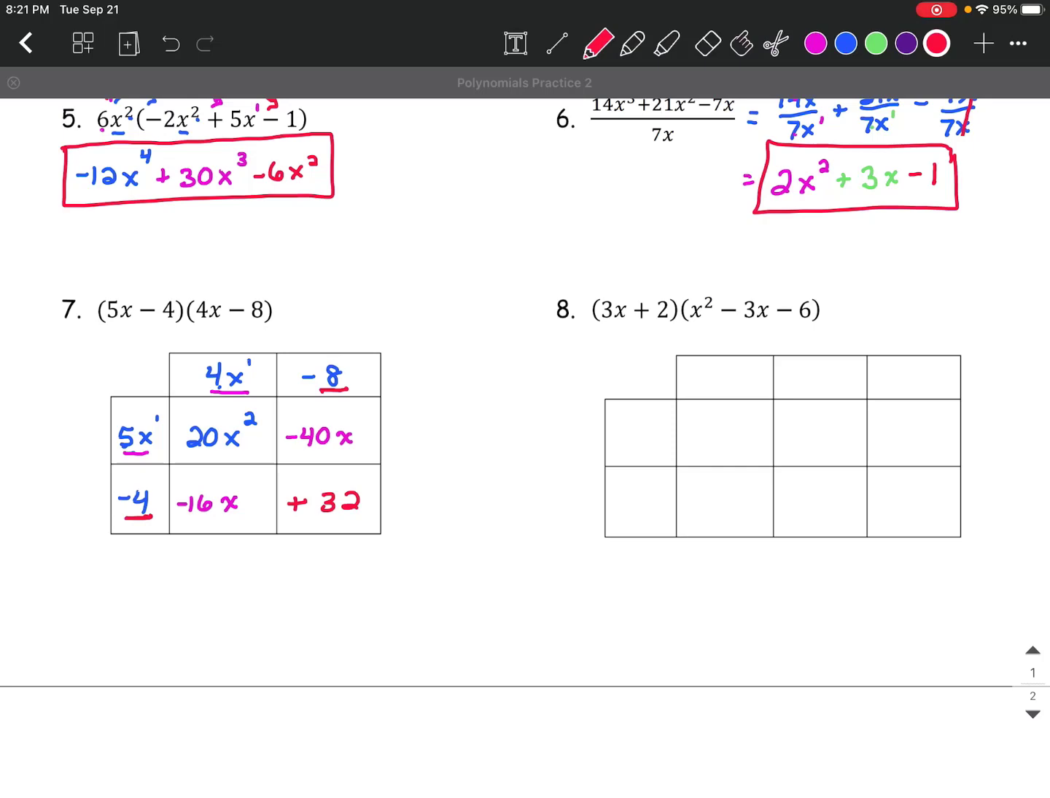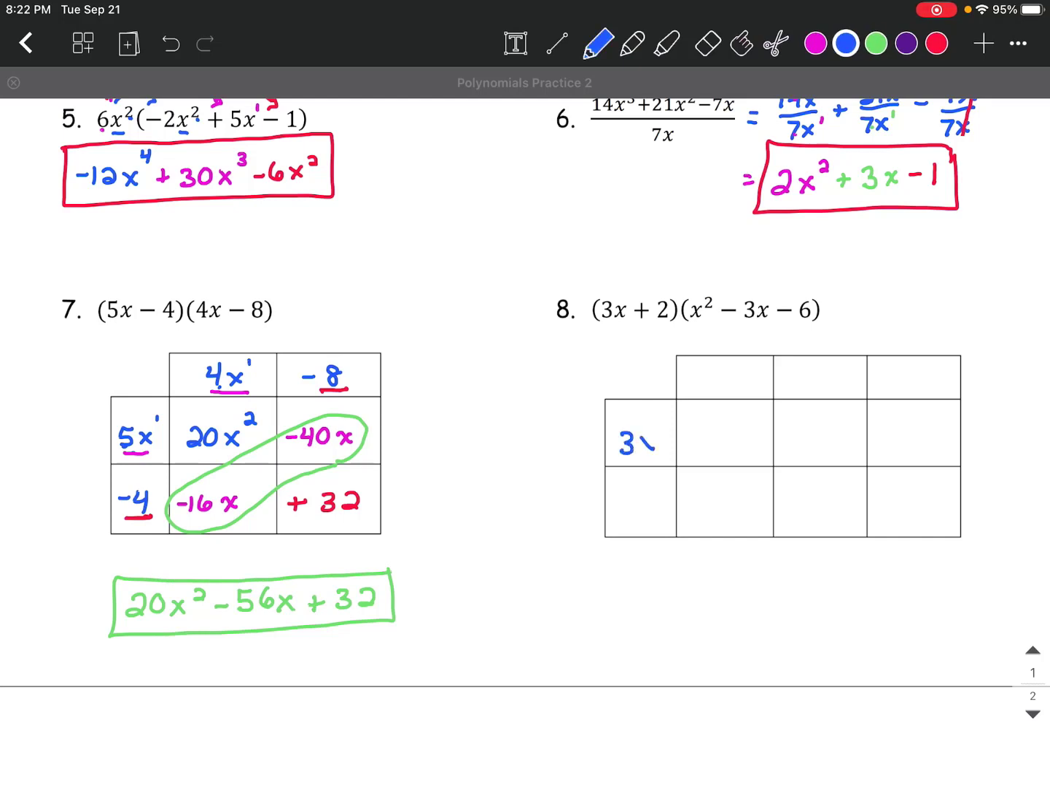So now when it comes time to write my answer, I keep my 20x squared, because I don't have any other x squareds, but notice I have 2 different x's. I have negative 40 minus 16, that's going to give me minus 56x. And then I still have that plus 32 hanging out at the end. And there's our answer. Okay, one more last problem.